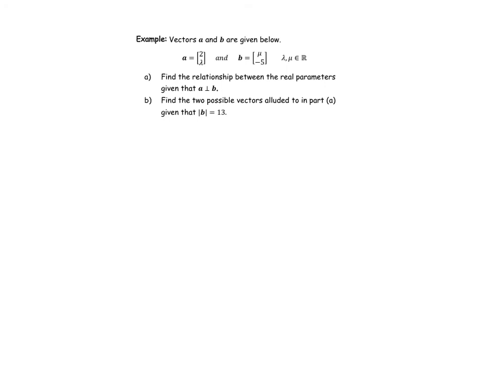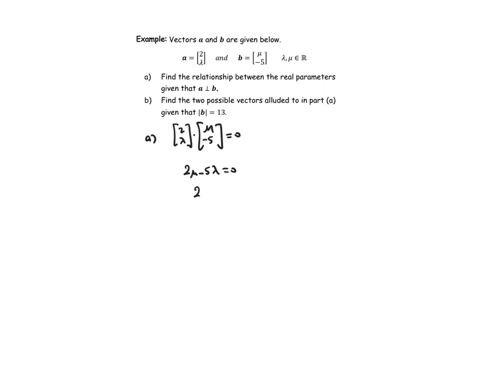Okay, so here we have our last example for these notes. I've got vectors A and B that are given with unknowns lambda and mu, which are real numbers. It says find the relationship between the real parameters given that A is perpendicular to B. Okay, so in part A, I know if A is perpendicular to B, then the scalar product of the two vectors 2 lambda and mu -5 should equal 0. Okay, so that tells me that 2 mu minus 5 lambda should equal 0. So there's our relationship between those two parameters.